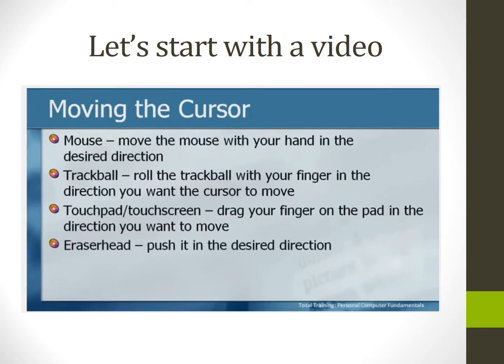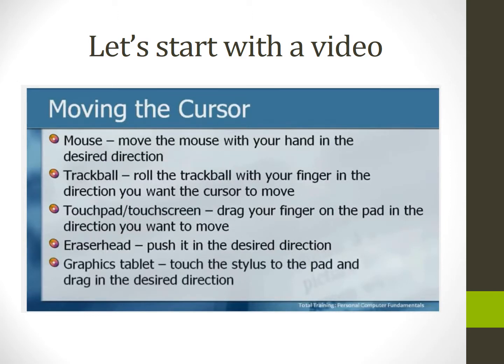And if you have that eraser head on your laptop, you're just going to pivot it by pushing it in the direction that you want it to go. So again, if the cursor is currently in the lower left part of the screen and you want to move to the upper right, you would put your finger on the very top of the eraser head and simply push it up and to the right. If you're using graphics tablets or some other mobile devices that might let you use a stylus, then you're going to touch the stylus to the pad or the screen and drag it in the desired direction, very similar to a touchpad and a touchscreen.